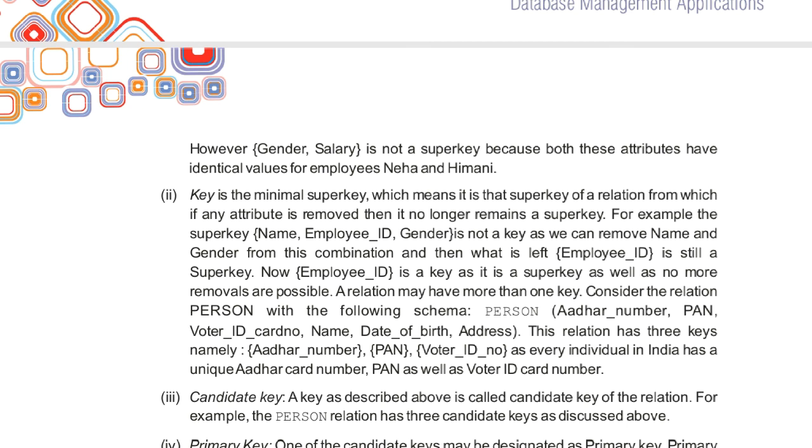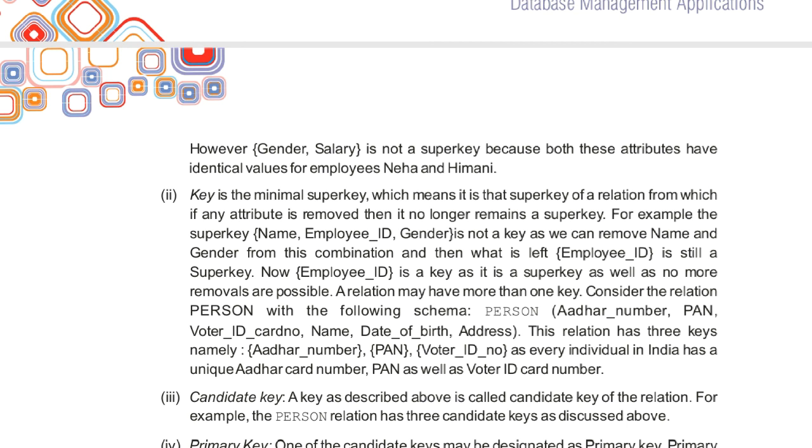So what it is saying is, from this set of attributes, name, employee ID and gender, if I remove the name attribute, what is left? Employee ID and gender. So employee ID is still a super key. Why? Because it has different values. A relation may have more than one key.